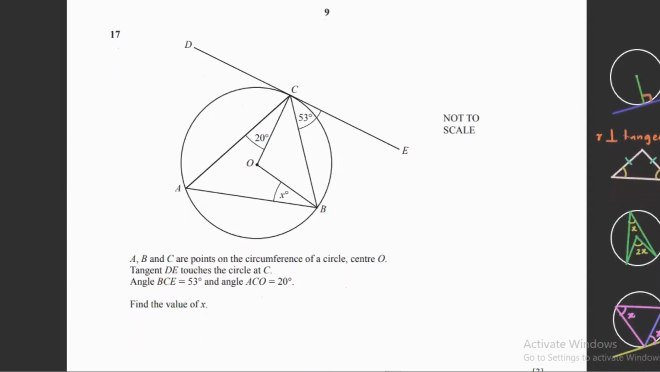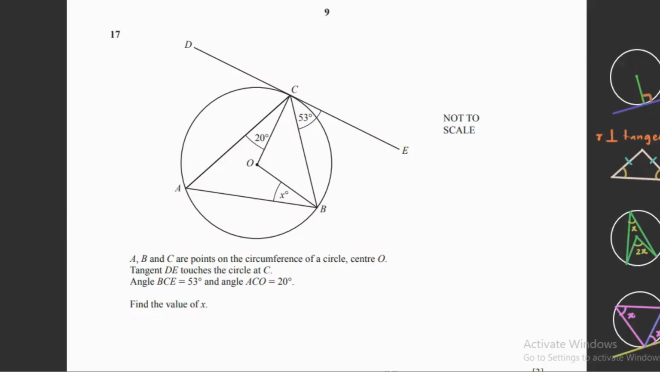Let's move on to question 17. In question 17, we are supposed to calculate the value of x, that is this angle. And this is relating to circle theorems. So there are different ways in which we can do this question. The first thing is, this angle is given to us as 53 degrees.